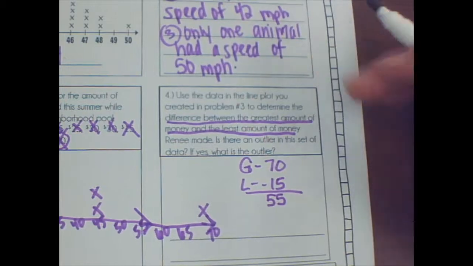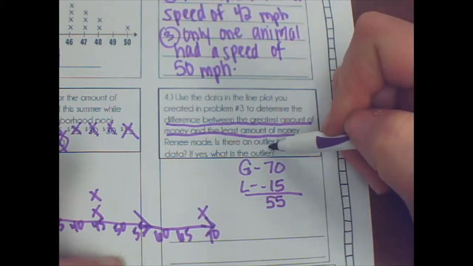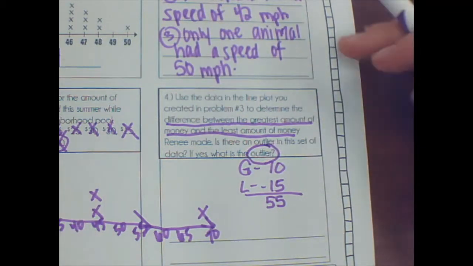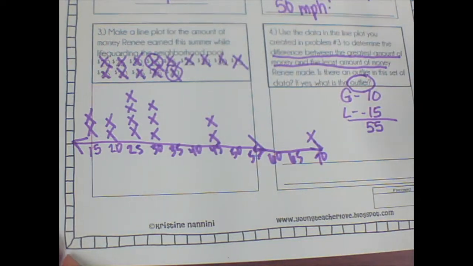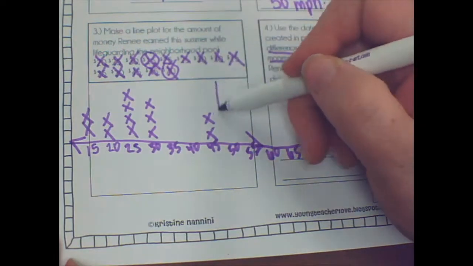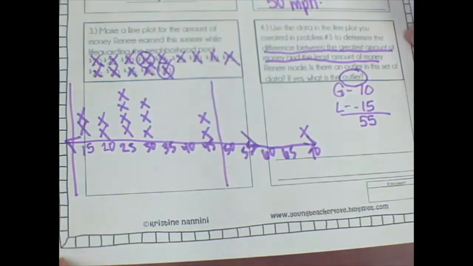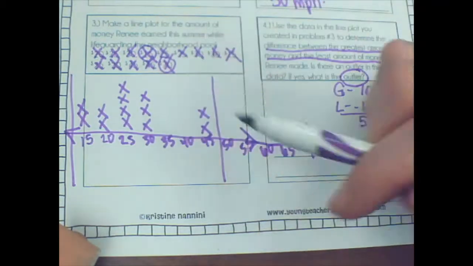The next part says, is there an outlier in this set of data? If yes, what is the outlier? Well, an outlier is a number that really just doesn't fit. Okay, it doesn't fit. It's either way less than everything else or way more than everything else. So most of our numbers are falling between the 15 and 45 range. Would you agree? Yeah, I think so. What one kind of doesn't fit in this range?